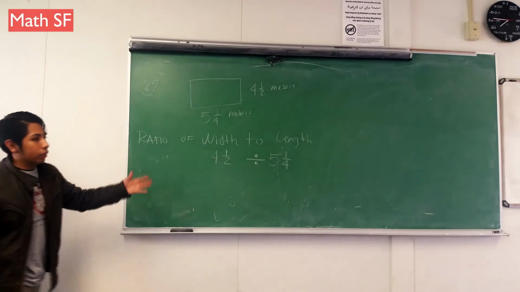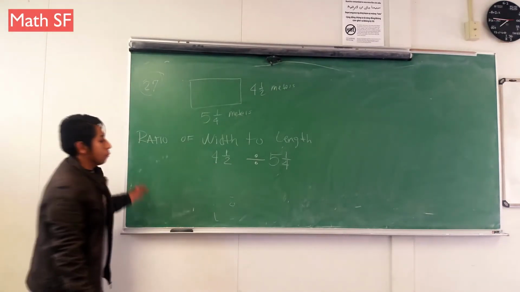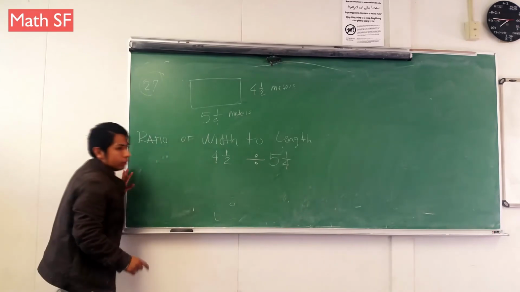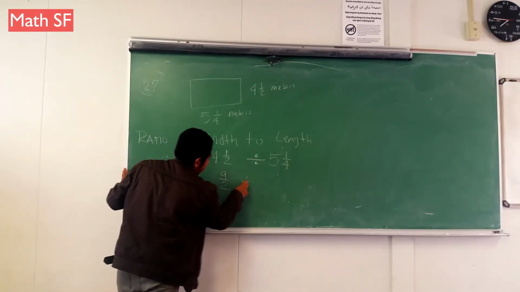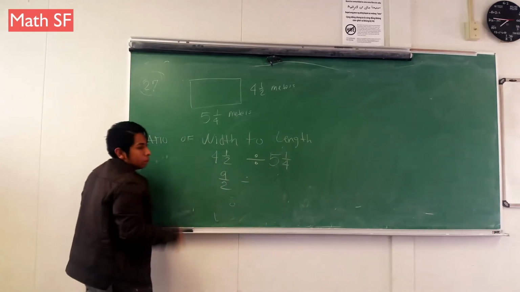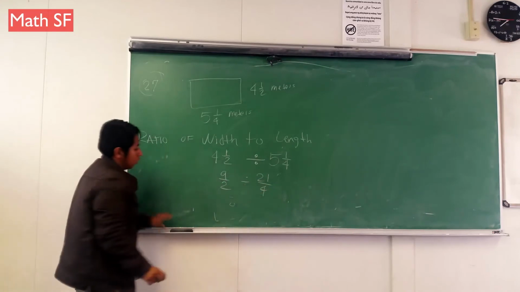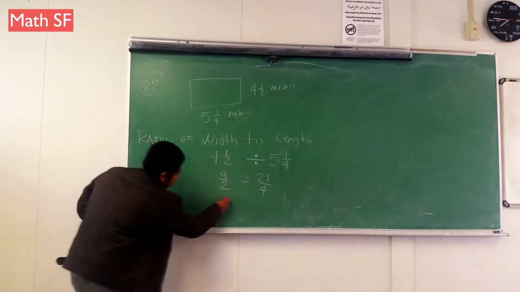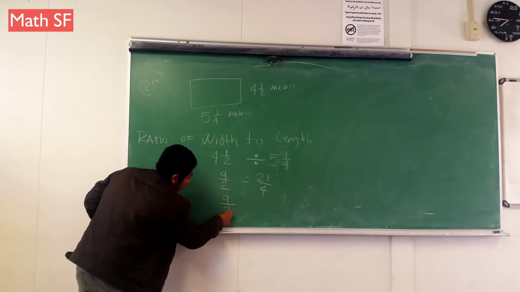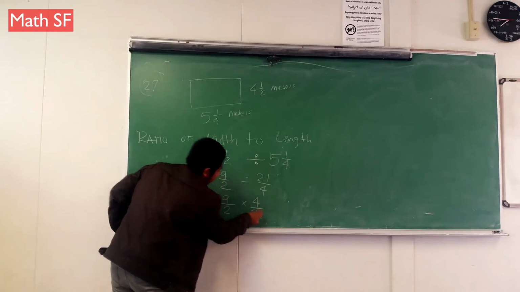So once you divide that, you will find your ratio. So let's convert each of them into improper fractions. 2 times 4 is 8, plus 1 will be 9, so 9 over 2, divided by 4 times 5 is 20, plus 1 is 21, 21 over 4. Let's convert that division into a multiplication statement. So that will be 9 over 2 times 4 over 21.